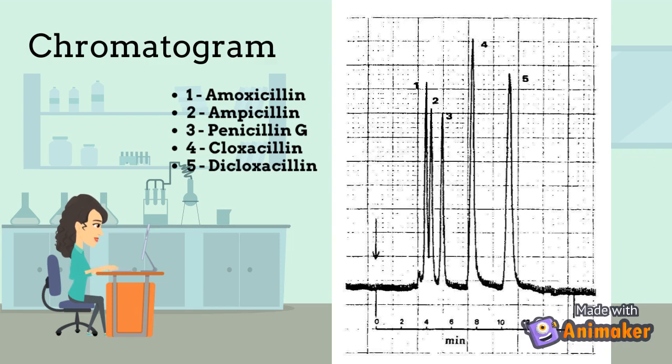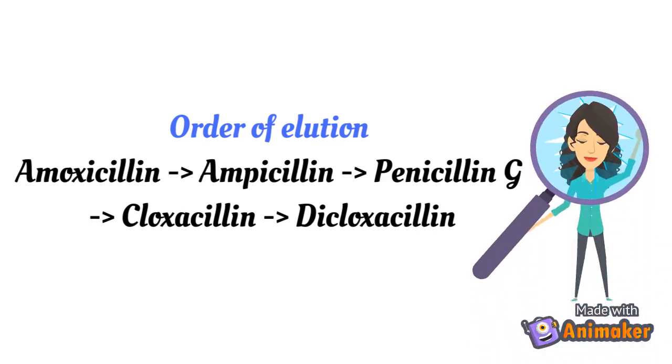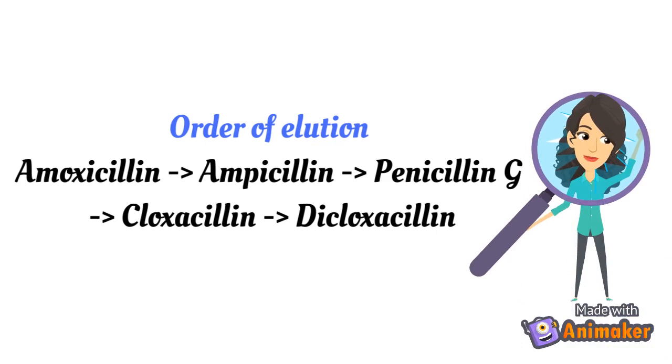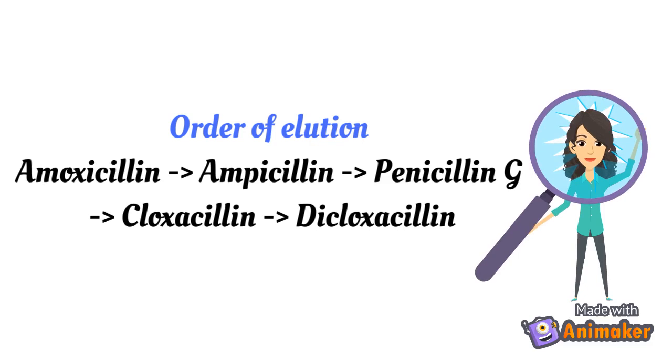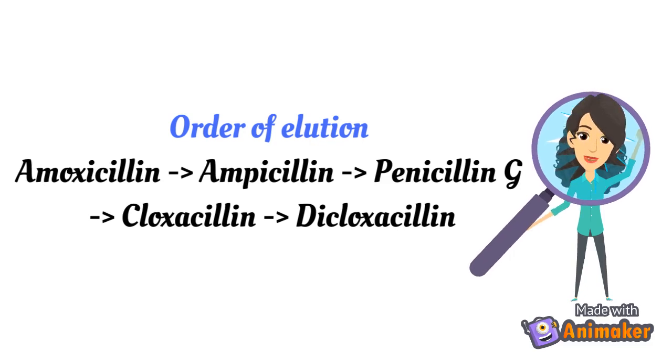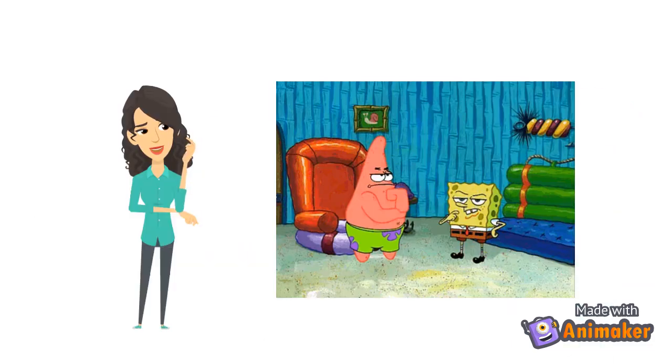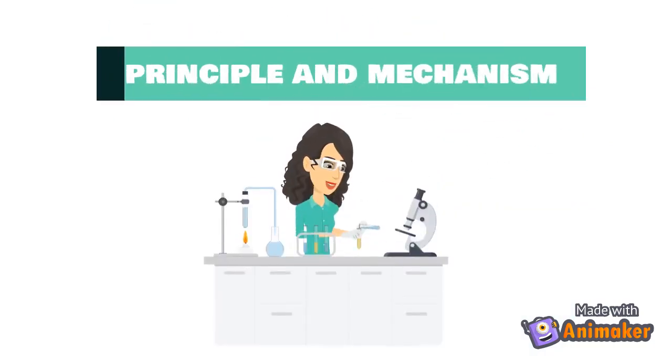From the peaks produced by the substances, we can clearly know the elution order of the substances. From the chromatogram shown in the previous slide, we can know that Amoxicillin is the first to be eluted out, followed by Ampicillin, Penicillin G, Cloxacillin, and the last to be eluted out is Dicloxacillin. Do you know why this happens? I will now explain the principle and mechanism of reversed phase chromatography.